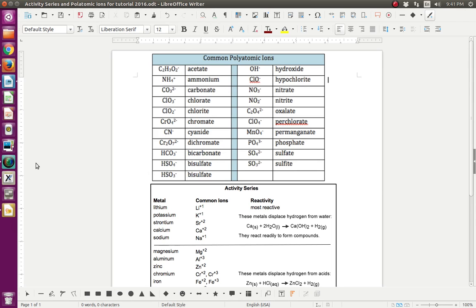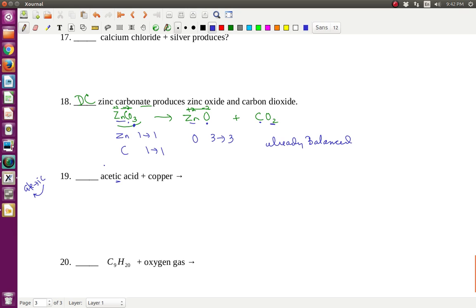C2H3O2 with a negative charge. So we're going to write that in there. Acetic acid. C2H3O2, and it has a -1 charge. All right, so how many hydrogens do I need to cancel out -1? Only one of them, and it'd have a +1 charge. And then we're going to add copper, Cu.